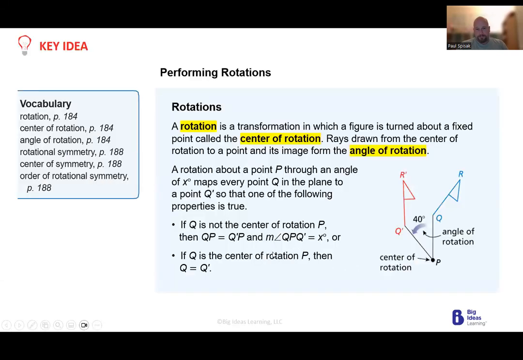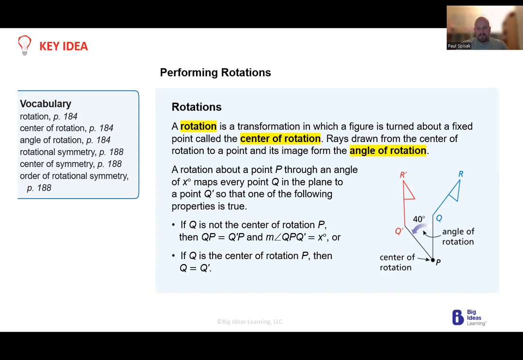Now, a rotation is a transformation in which a figure is turned about a fixed point called the center of rotation. Rays drawn from the center of rotation to a point and its image form an angle of rotation. A rotation about a point P through an angle of x degrees maps every point Q in the plane to a point Q prime so that one of the following properties is true.